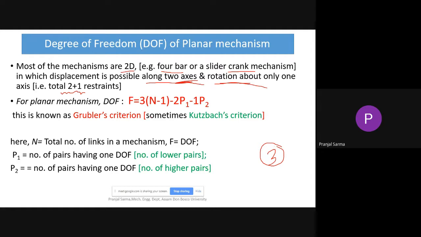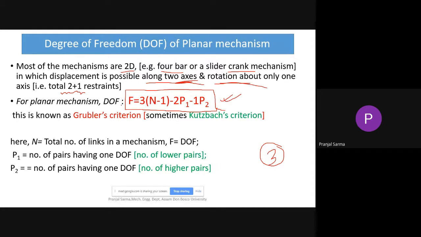So 2 plus 1, 3 freedoms are there, so we are left with 3 possible movements. Once again the same thing, just like in the previous case it was 6 into n minus 1, like that we have given. So it will now start from 3 into, because maximum possible is 3 for one link, and at least one link has to be fixed. So it is 3 into n minus 1 minus 2 p1 minus 1 p2. This equation you must remember, and it will be useful for finding out the degree of freedom.